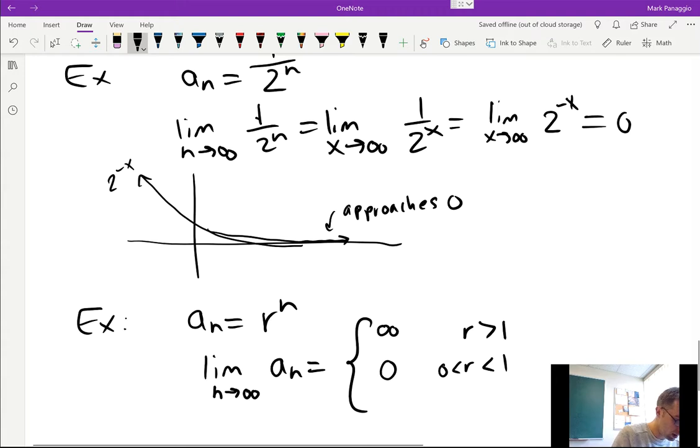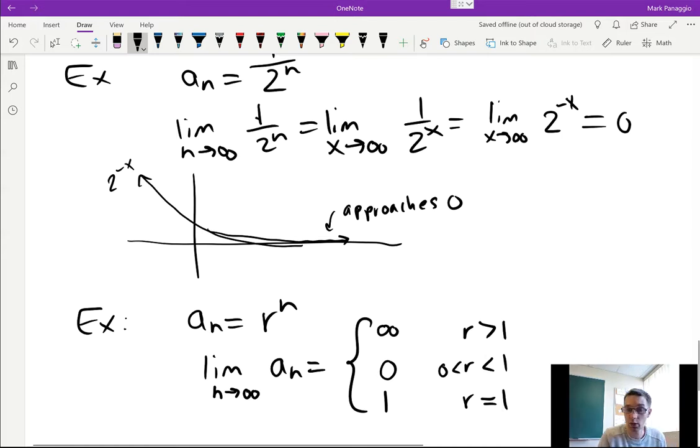And then we have one more case to think about, and that is r equals 1. And when r equals 1, notice you have just 1 to the n. Well, what happens when you raise 1 to larger and larger powers? Well, nothing, right? 1 doesn't change. And so in that case, we'd say the limit is equal to 1.